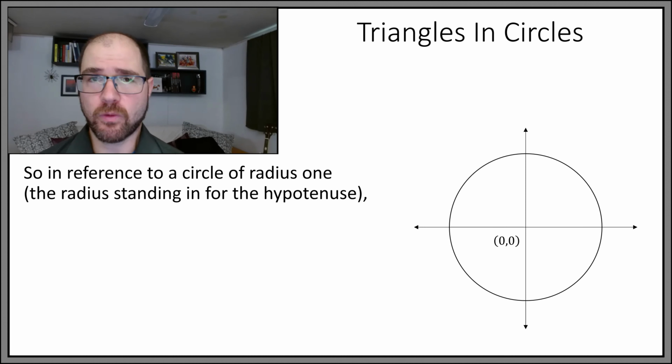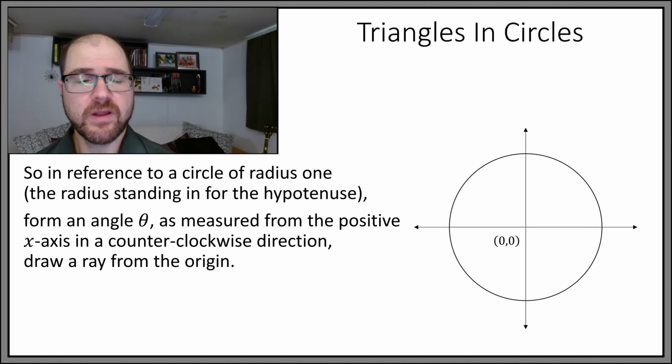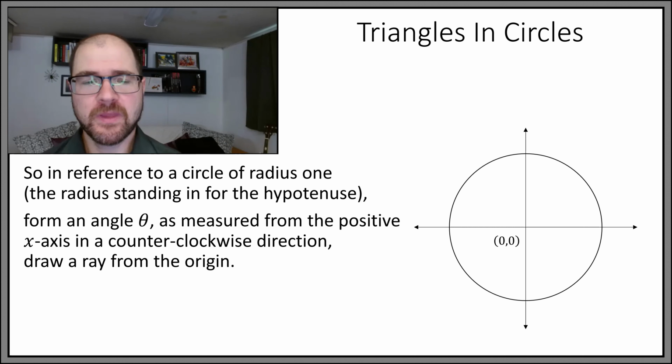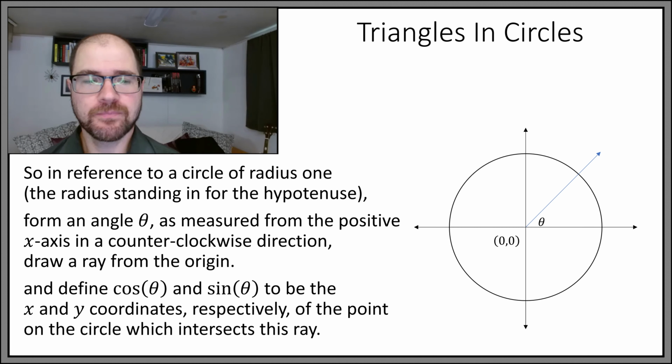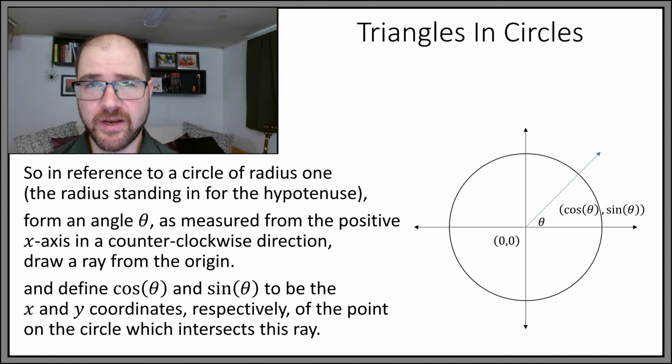Here we have the coordinate axes with our circle of radius 1. If you make any angle theta and you measure it as going from the positive x-axis and then going in the counterclockwise direction, you get a ray pointing in a certain direction. You define cosine and sine of the angle theta to be the x and y coordinates of that point. So the point at which this ray intersects the circle is, by definition, cosine theta comma sine theta.